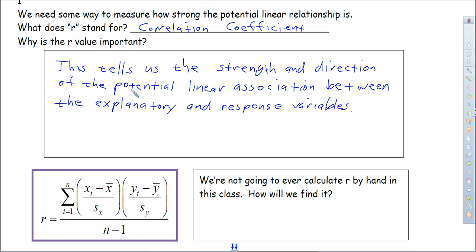We say potential because just because we have a measurement doesn't mean it's necessarily linear. We need to actually look at the data to determine if it's linear, because R is just going to tell us some kind of number.